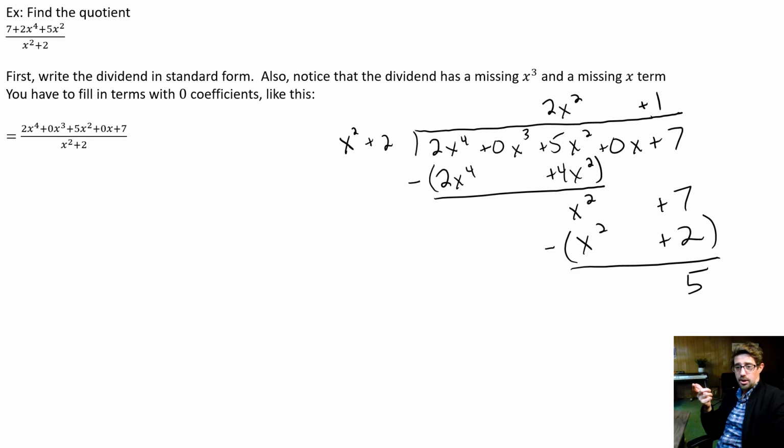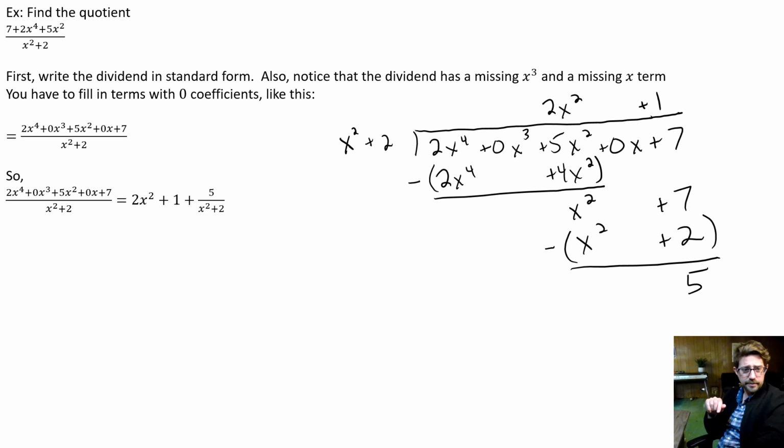5 is the remainder, and the remainder always goes over the original divisor. It's hard to remember which one's the dividend and which one's the divisor. I forget a lot too. So your answer, your actual quotient is 2x squared plus 1 plus 5 over x squared plus 2. Okay, so what I just said, 2x squared plus 1 plus 5 over x squared plus 2.